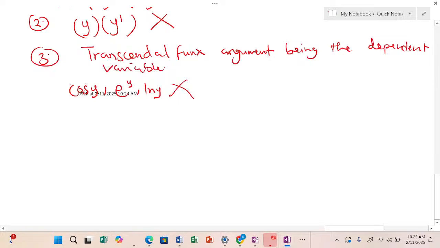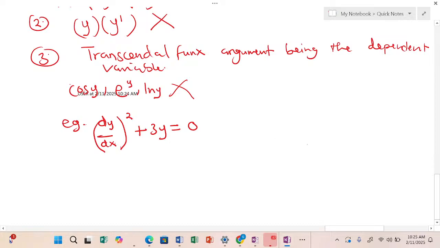So we look at this example. An example: (dy/dx) raised to the power 2 plus y is equal to 0. Now we want to find out whether this differential equation is linear or not.